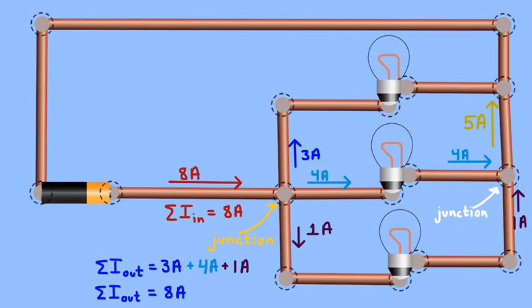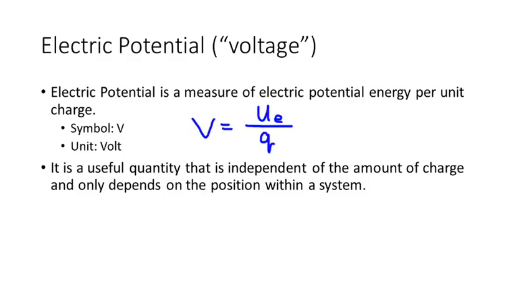Whatever goes in has to equal whatever goes out. That's the first rule for circuit analysis, and again, that's simply referred to as the junction rule. So let's talk a little bit more about this energy aspect.